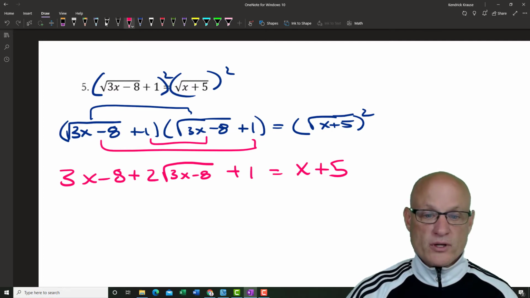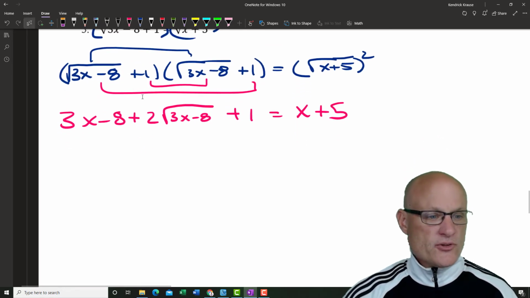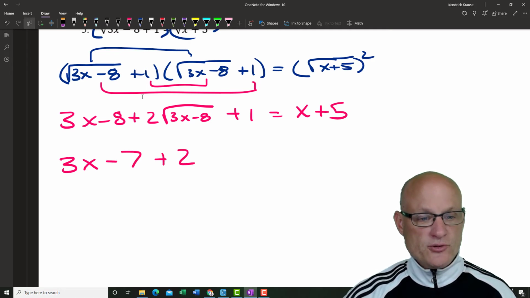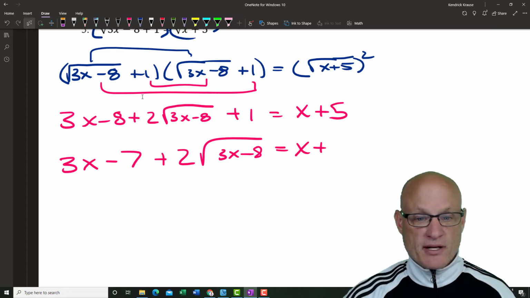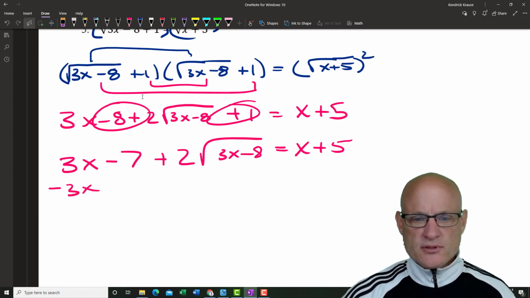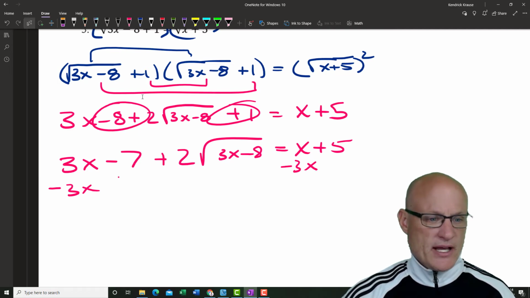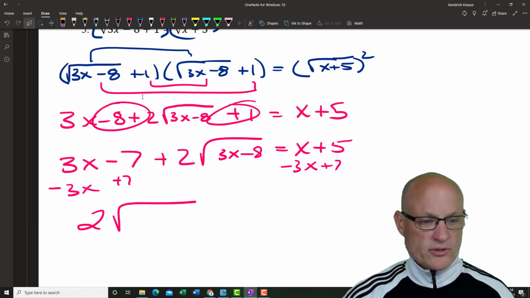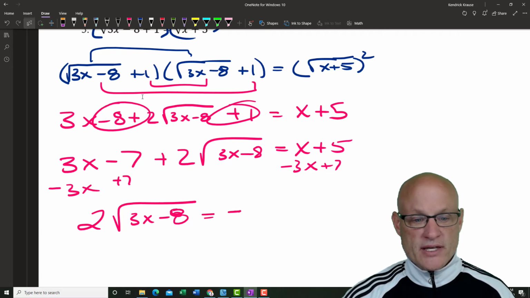All right, it's about to get weird, I think. So this is 3x minus 7 plus 2 square roots of 3x minus 8. I'm just cleaning stuff up a little. Equals x minus 5. I just put these two together. So now I'm going to subtract 3x, and I'm going to add 7. So I get 2 square roots of 3x minus 8 equals negative 2x plus 12.